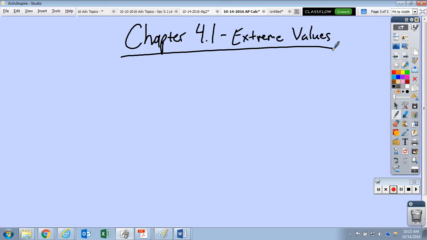I think these are pretty straightforward, but if you guys have any questions about 1 through 4, please ask away. 5 through 10, again, graphically. Identify each x value at which any absolute extreme value occurs. Explain how your answer is consistent with the extreme value theorem.